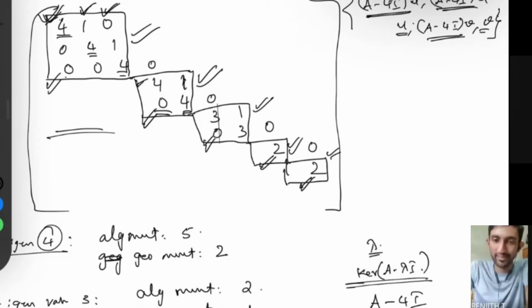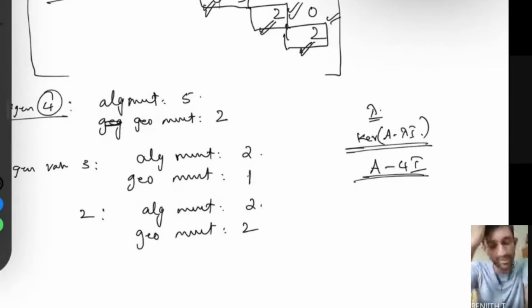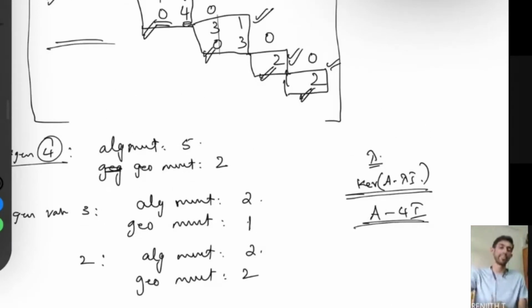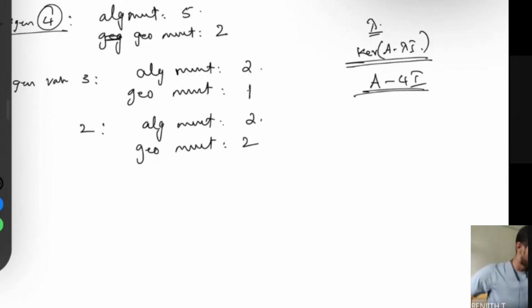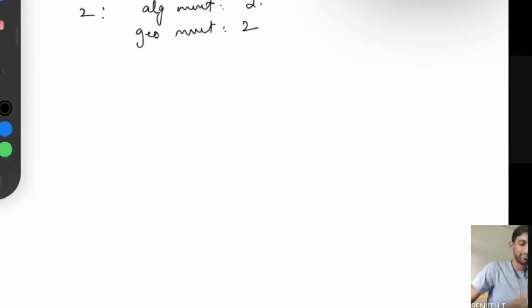Somebody asked me in between, right? Now you have got the geometric multiplicity. If you have the Jordan canonical form, then corresponding to each eigenvalue, just count the number of blocks. Then you will get the geometric multiplicity. Geometric multiplicity means number of linearly independent eigenvectors. Okay. Now one question.